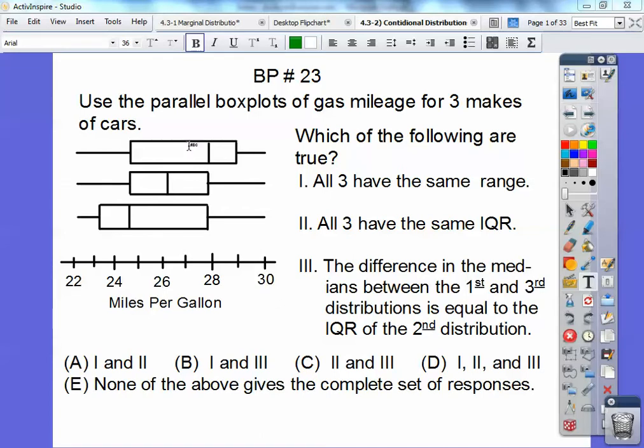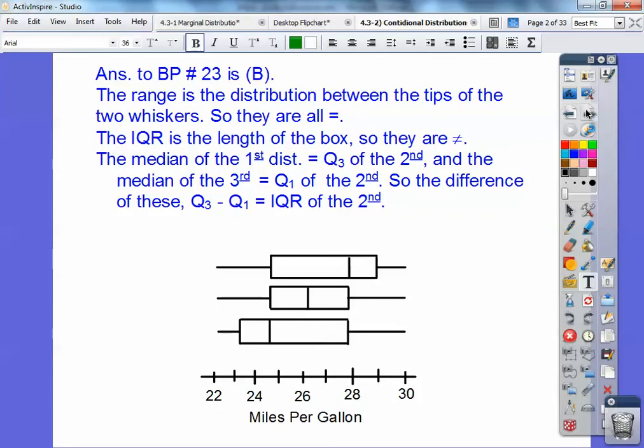And then number 3 says the difference in the medians between the first and third distribution. The difference between the medians, that's the center line. This is the median here, and over here's the median right here, is equal to the IQR of the second distribution. Here's the median of the top one, here's the median of the second one, and they end up right here, so it is the IQR of that. So it looks like 1 and 3 are true, so I get choice B on that. Choice B, and there's the explanation I have right there.